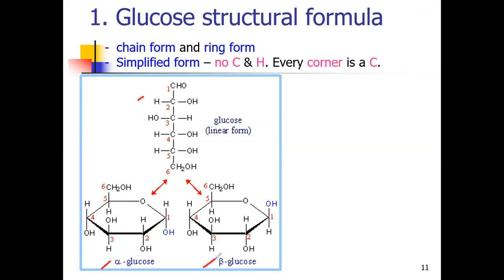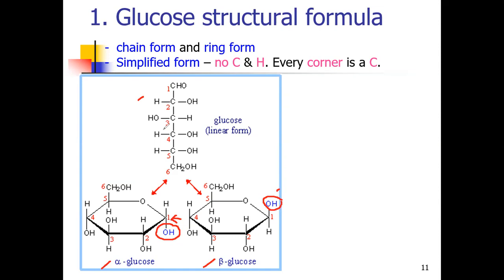Now, can you see the differences between alpha glucose and beta glucose? You check the carbon number 1 here. You see the OH that is attached to carbon number 1. This OH is pointing downwards from carbon number 1, whereas this OH for beta glucose is pointing upwards. So the difference between alpha and beta glucose is that the OH on carbon number 1 is pointing downwards for alpha glucose, whereas for beta glucose, the OH on carbon number 1 is pointing upwards.